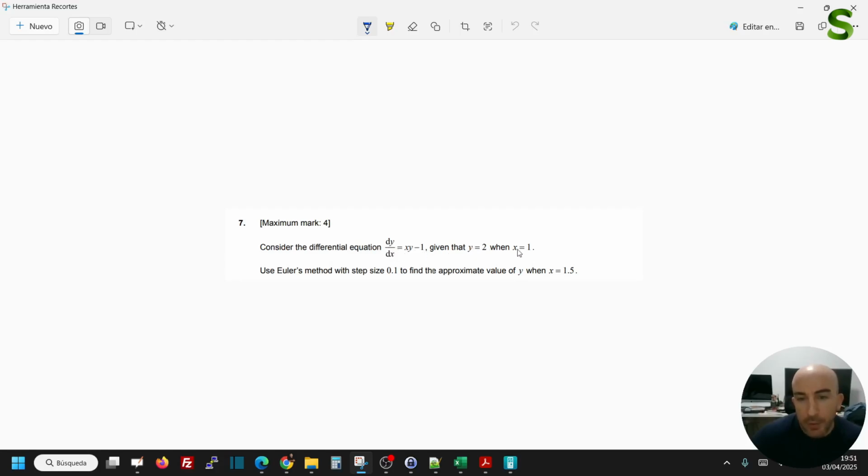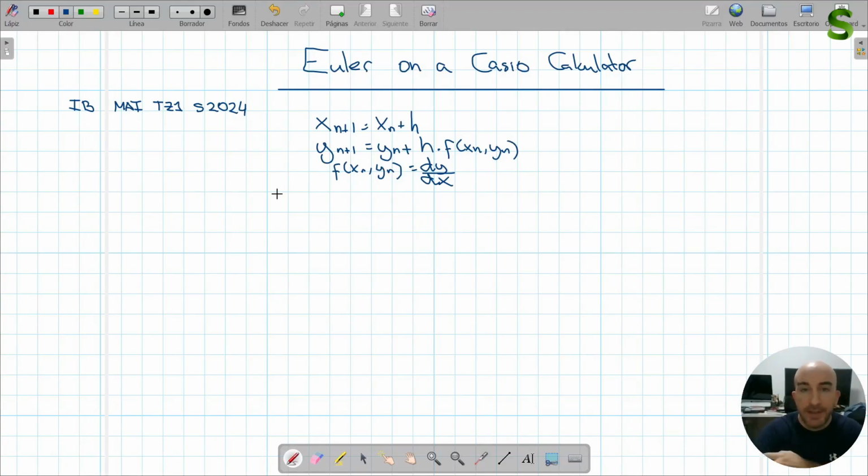given that y equals 2 when x equals 1. Use Euler's method with step size 0.1 to find the approximate value of y when x equals 1.5. So, Euler's method is an iterative method where we have to follow various steps, where the next value of x equals the previous value of x plus the step. The next value of y equals the previous value of y plus the step times f(xn), and f, the function, is going to be the derivative.